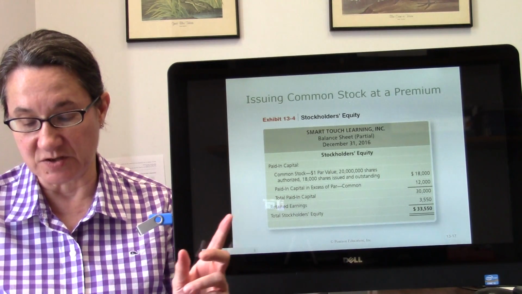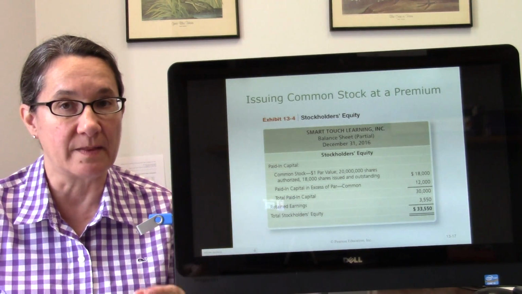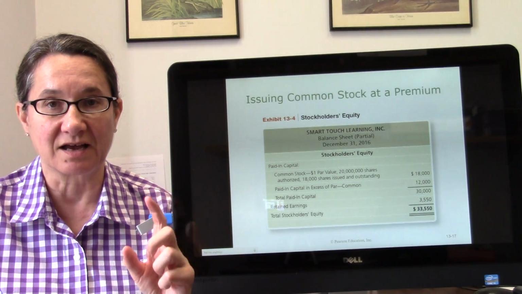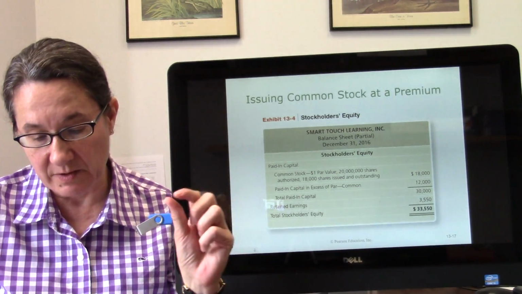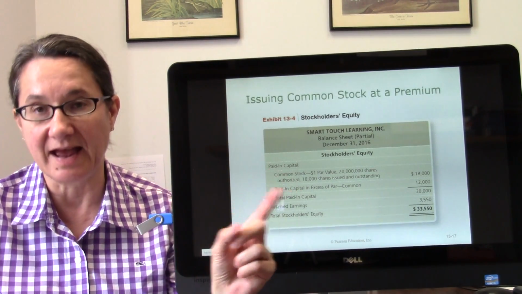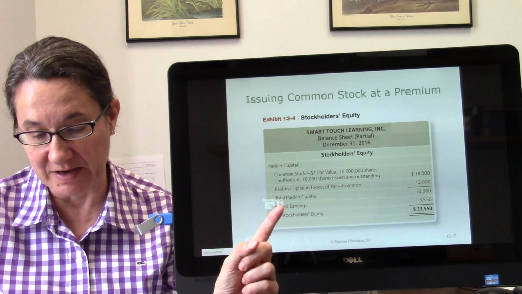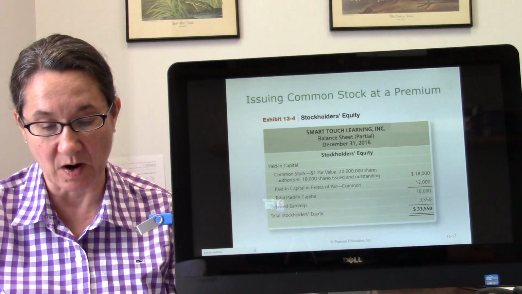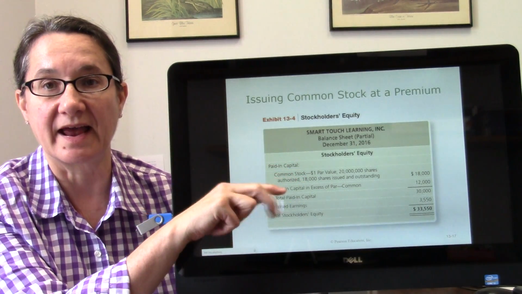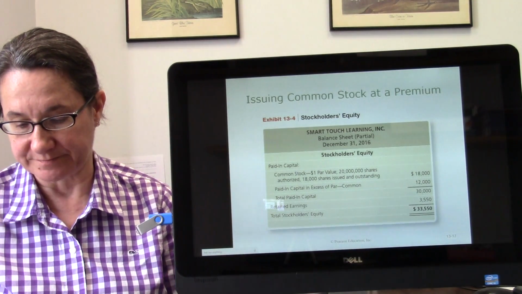So this exhibit shows how we would show that on the balance sheet. So up to now on the stockholders' equity portion, we've really only had common stock and retained earnings. So now we're going to sort of expand that a little. Now we're going to have paid in capital, and then we'll show how much is common stock and how much is paid in capital in excess of par common stock. Right? So we kind of split that out. Right? So a little more detail on the balance sheet there.